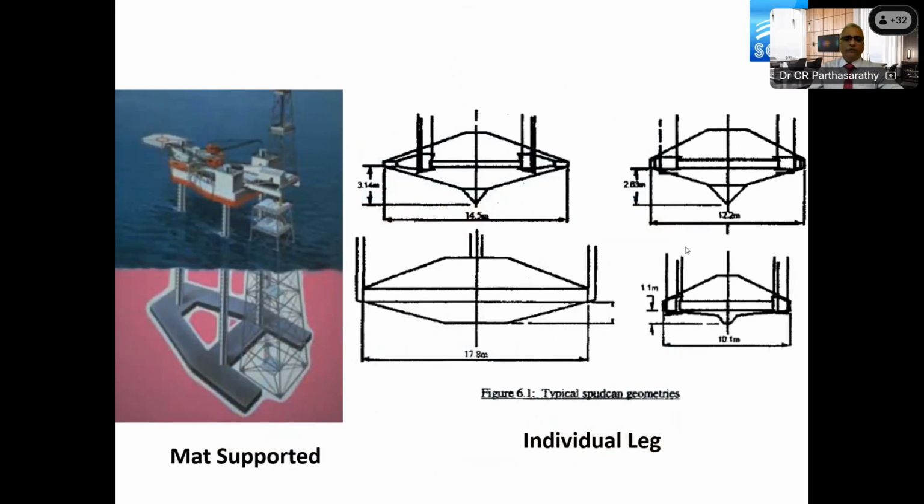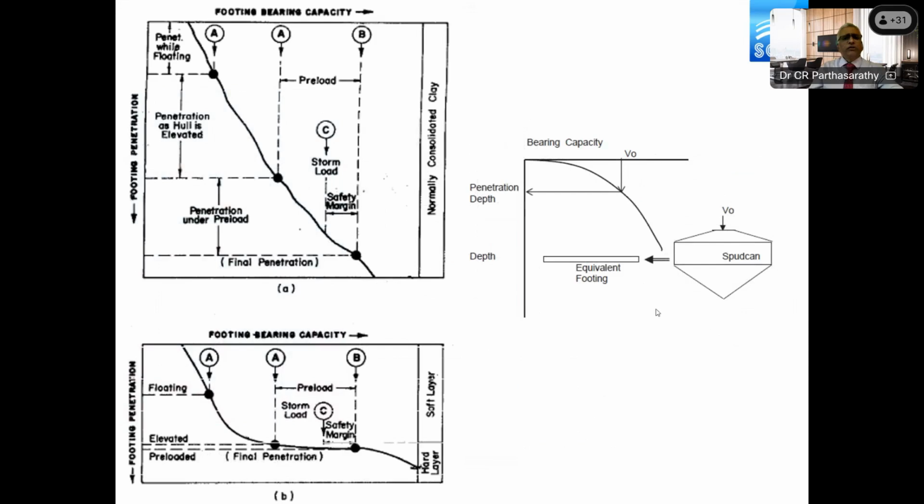The foundation is fixed. The spud cans are generally circular in shape. Although they are different in shape, we take an equivalent circular foundation. Sometimes the jackup could also be connected at the base with a mat. If it's a normally consolidated profile, your bearing capacity is simple to assess, and you can see increasing bearing capacity with depth, and this is your lightship load. From the lightship load, you apply additional preload and it will experience additional penetration, and this is the final penetration.